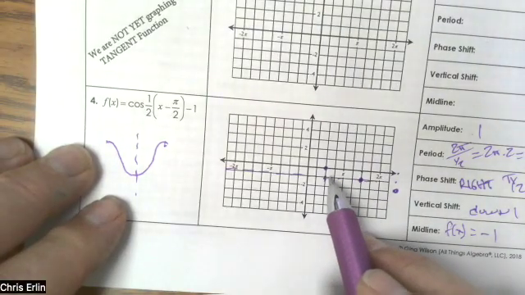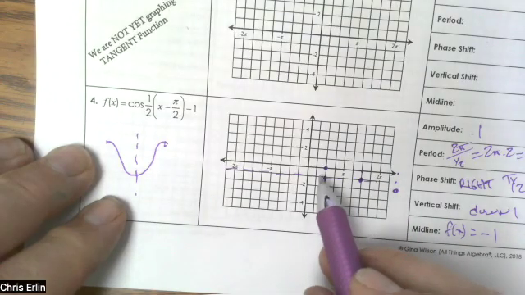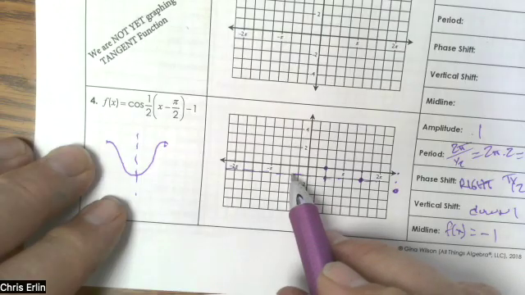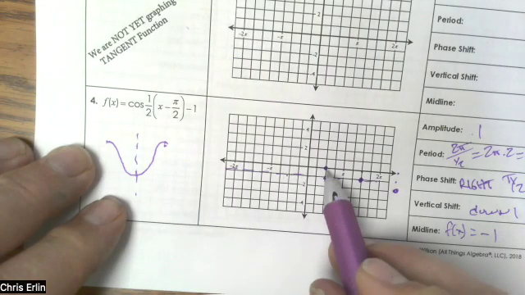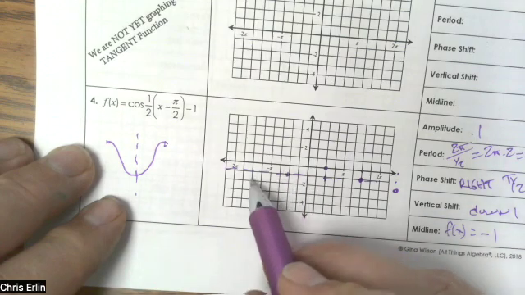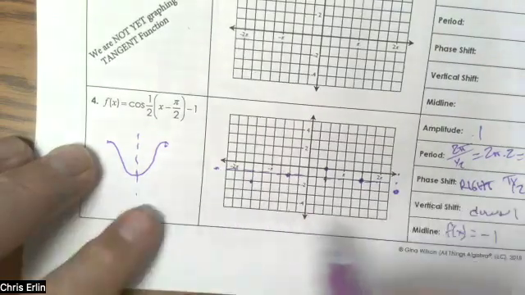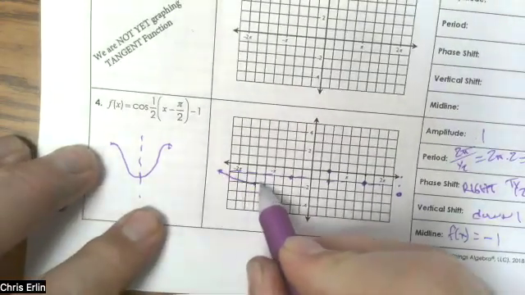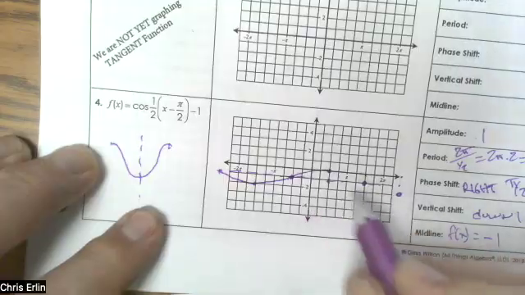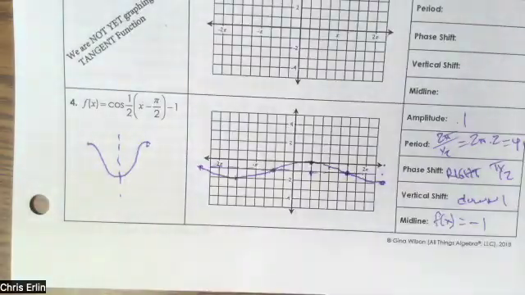And notice what I'm showing here is 1, 2, 3, 4, 1, 2, 3, 4. Every 4 spaces is one of those critical values. So if this is at a high, next one here will be a mid. 1, 2, 3, 4. Next one will be a low. 1, 2, 3, 4. Next one will be a mid. So this is my graph.